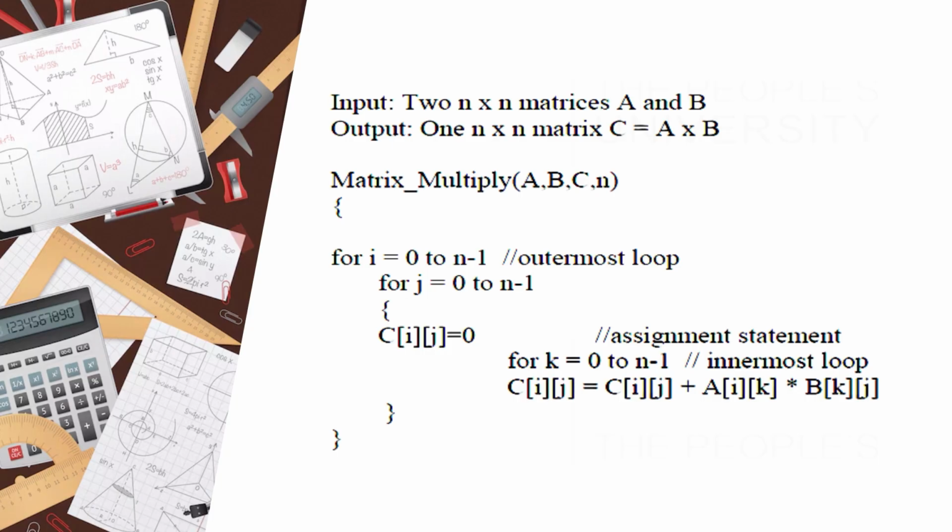So the outermost loop goes from 0 to n minus 1, then another nested loop j goes from 0 to n minus 1, and the innermost loop, k, also goes from 0 to n minus 1. Finally, you can see the three nested loops are there. So the complexity will be order of n cube.